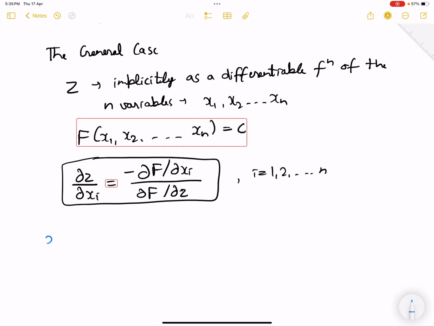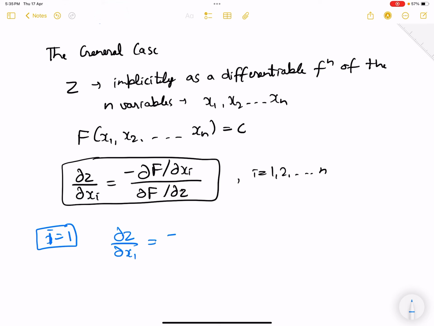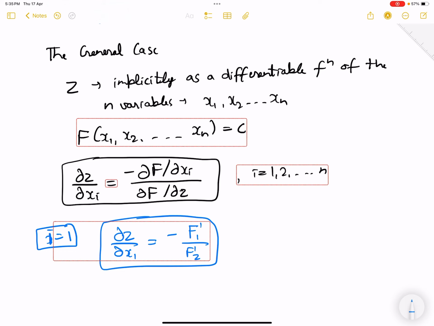So when i equals 1, what we have is del z by del x1 equals minus f dash 1 upon f dash z. And with this we are done with implicit functions, and we'll move to the other topic in the next video.